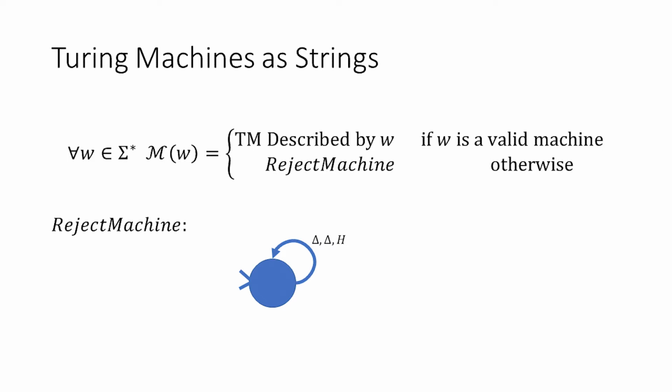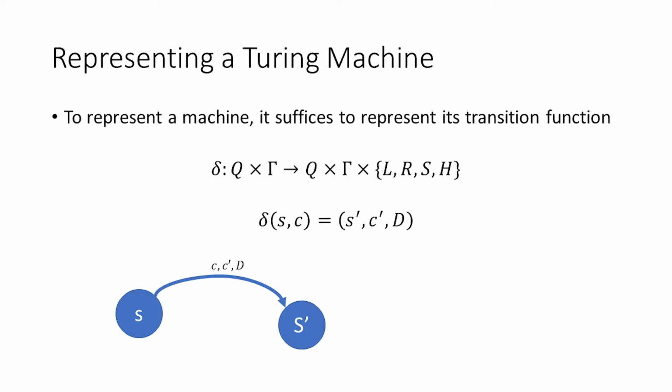However, if there's something wrong with w, maybe there's a syntax error, something like that, then in that case it's going to return this reject machine, which is basically a machine that doesn't do anything except halt and reject the input. So fancy M applied to some string w is either going to give us the machine which w describes, if it's a valid machine, or it's going to give us this always rejecting machine otherwise. So how exactly are we going to be able to define this fancy M function?